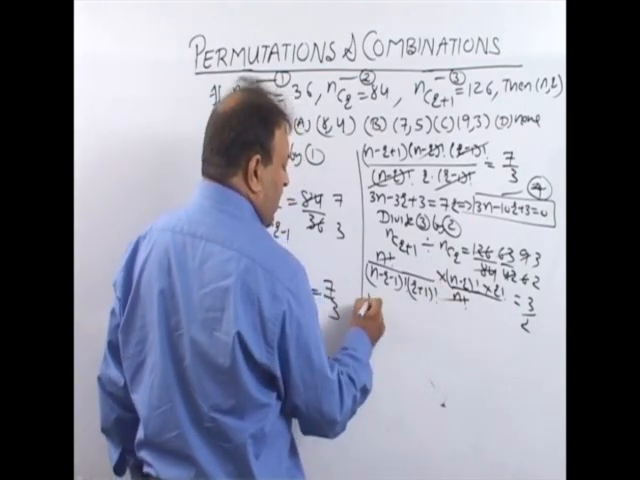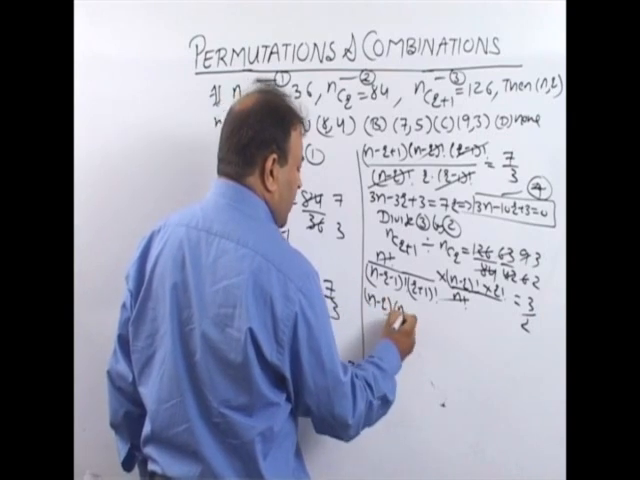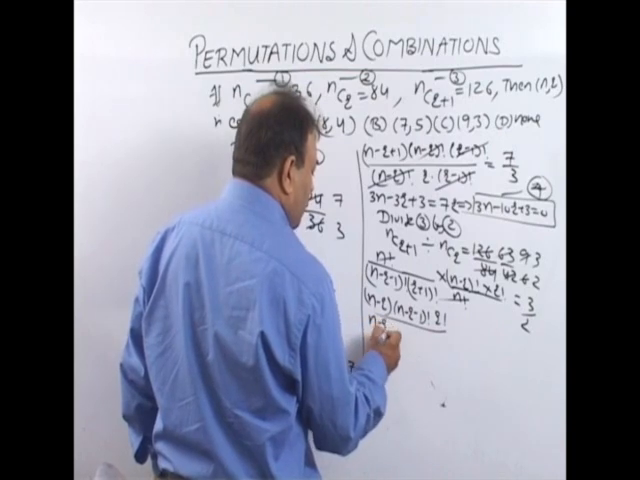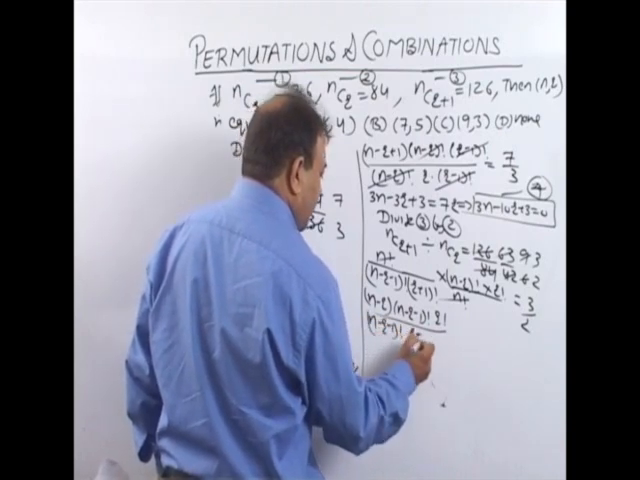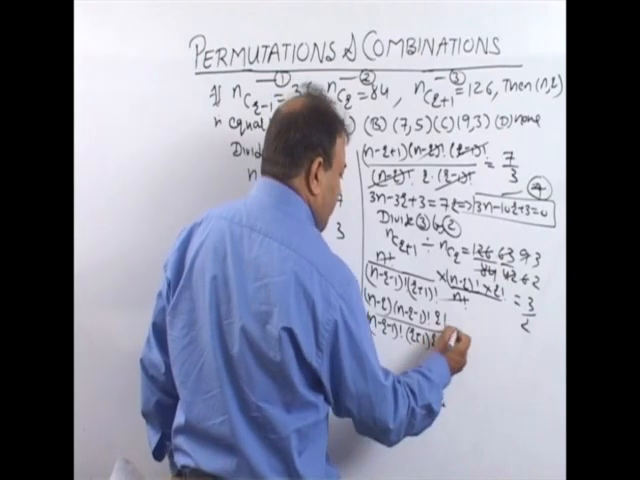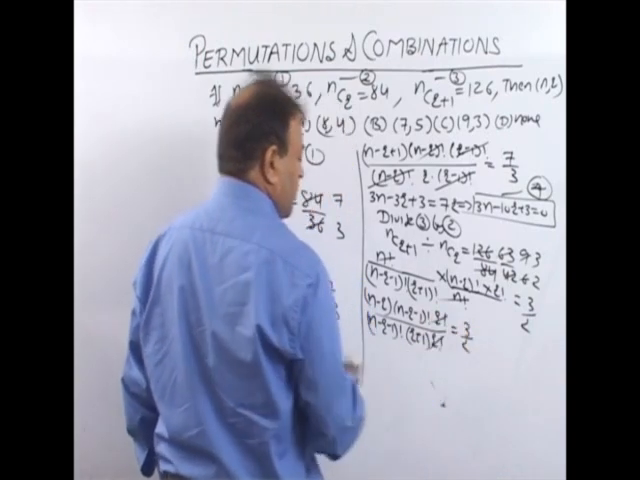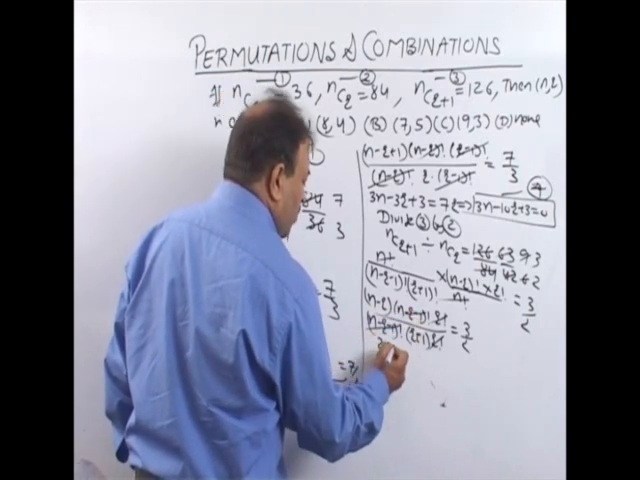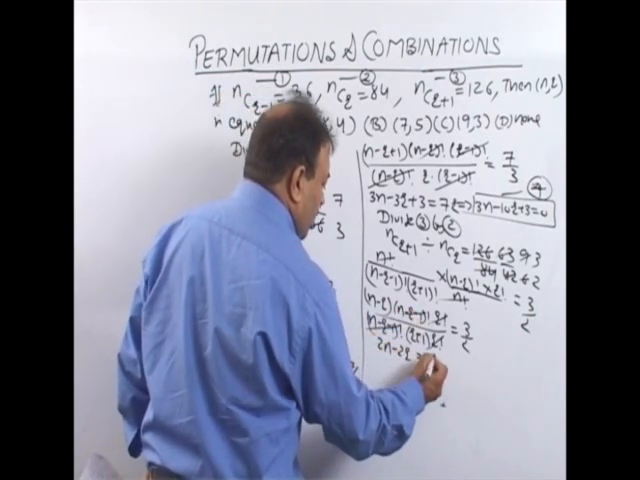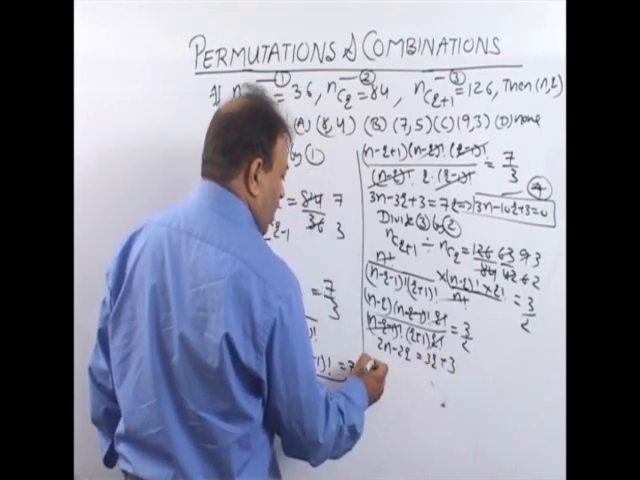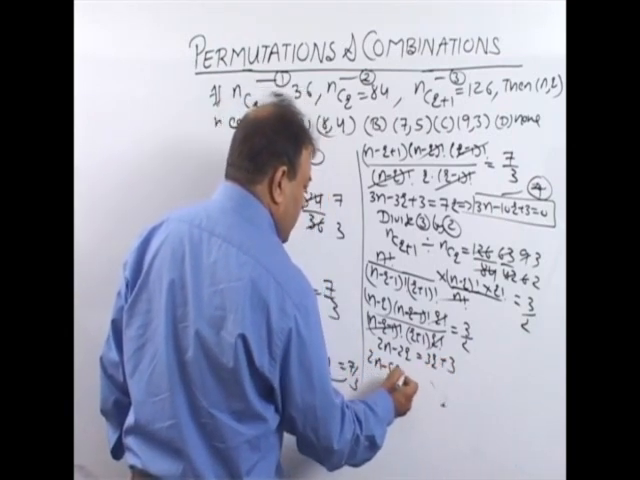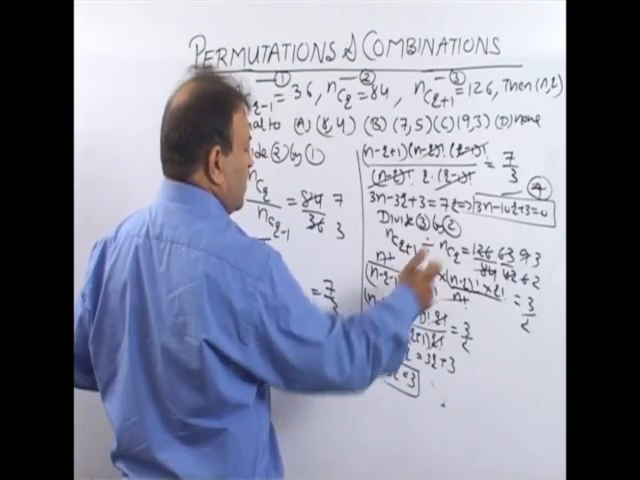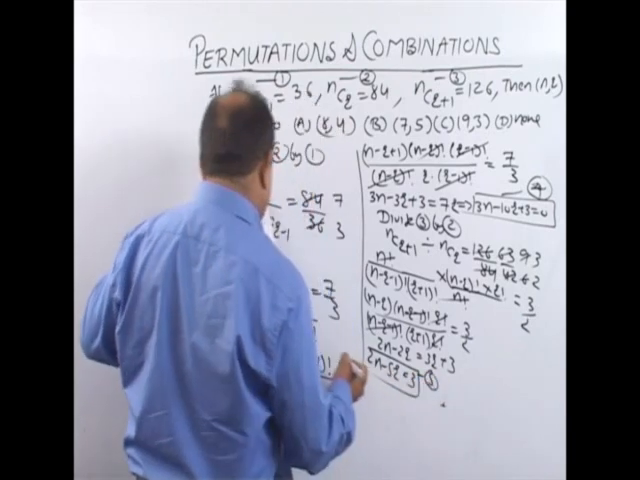Now n minus r can be written as n minus r into n minus r minus 1 factorial, r factorial n minus r minus 1 factorial, r plus 1 into r factorial is 3 by 2. This r factorial will be cancelled out. This will be cancelled out. We got 2n minus 2r is equal to 3r plus 3. I got 2n minus 5r is equal to 3. I got two equations. This is equation number 4. This is equation number 5.